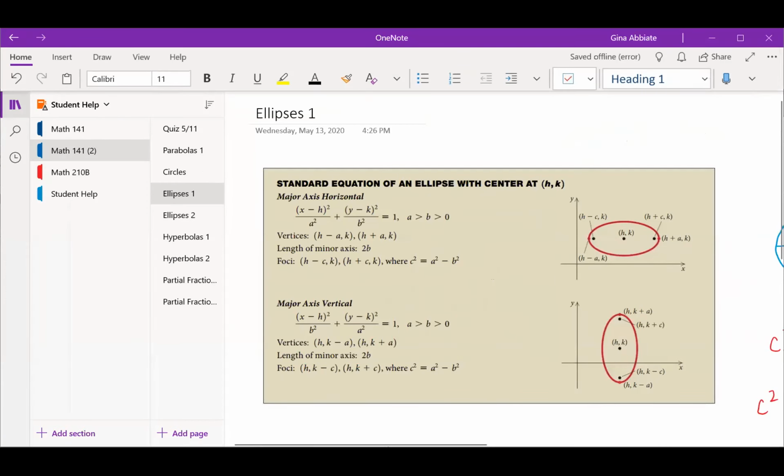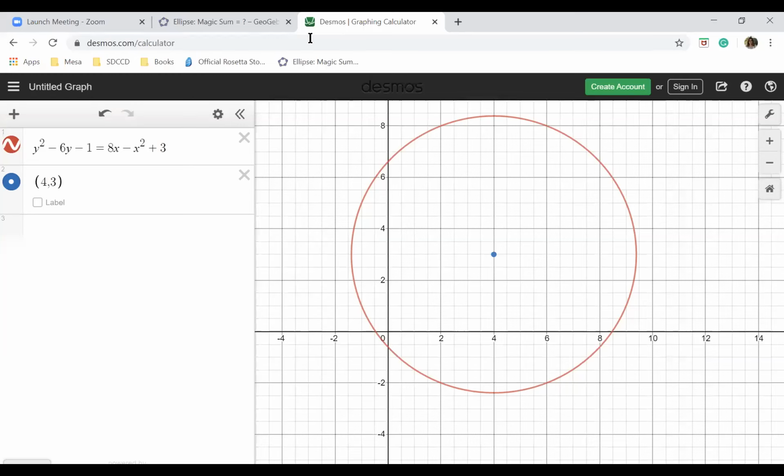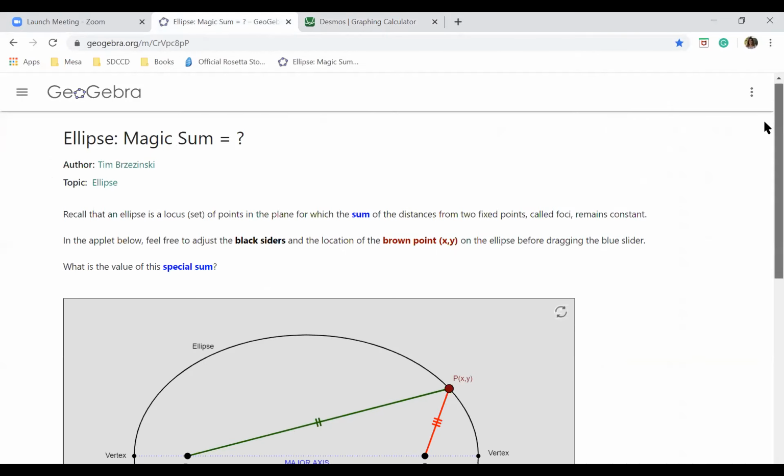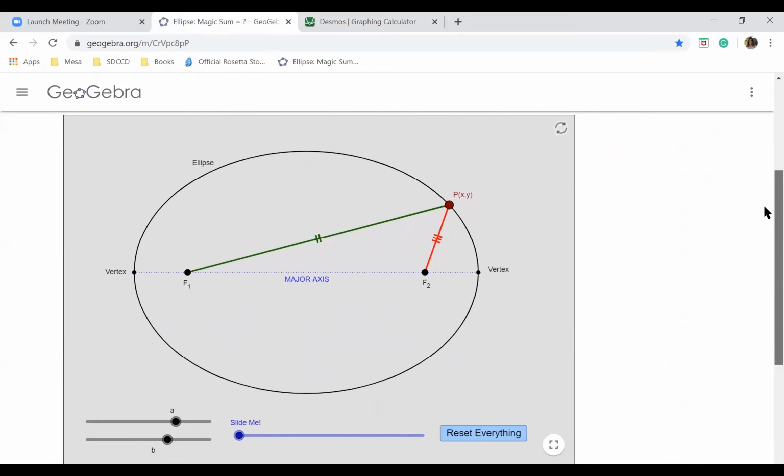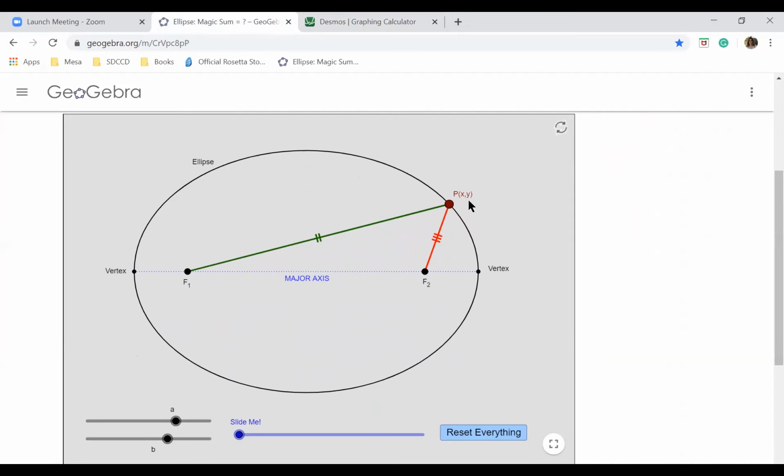So let me go back to the internet, and let's go to this. Okay, so this is on GeoGebra. I put some links to this on Canvas, and this shows you how an ellipse is created.